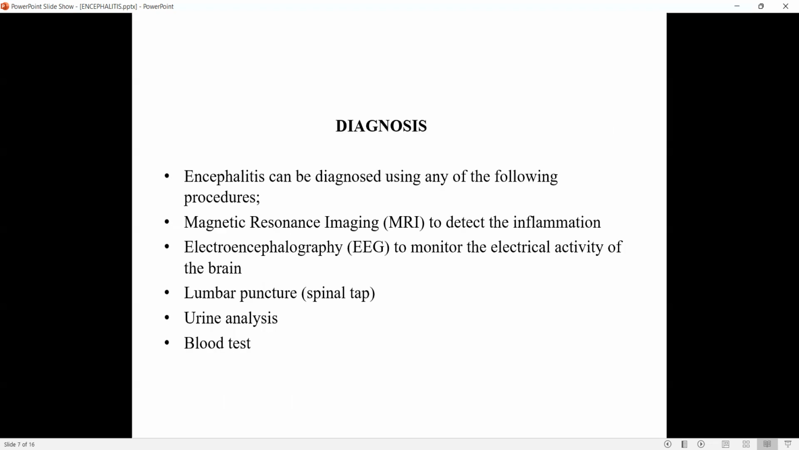Diagnosis: encephalitis can be diagnosed using any of the following procedures: magnetic resonance imaging, that is MRI, to detect the inflammation, electroencephalography, EEG, to monitor the electrical activity of the brain, lumbar puncture, the spinal tap, urine analysis, and blood tests.